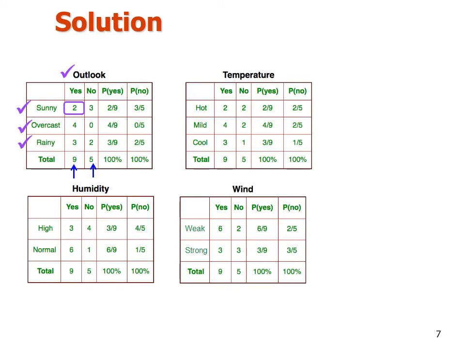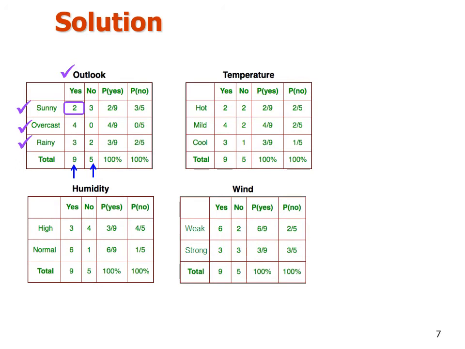Also for attribute humidity, we are having 2 distinct values, high and normal, and we have computed the probabilities for both of these distinct values. For attribute wind, we are having 2 distinct values, so we have computed the probabilities for these 2 distinct values of wind. So this is how we have computed probabilities for each feature and for each distinct value of that feature.